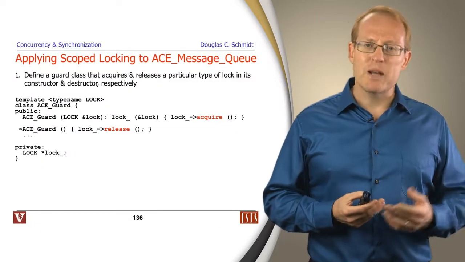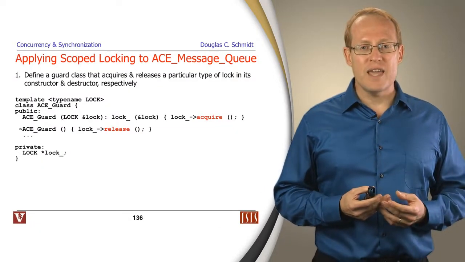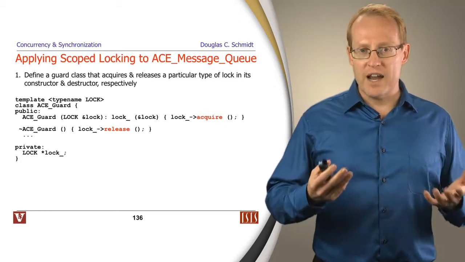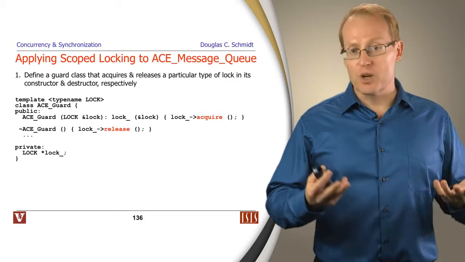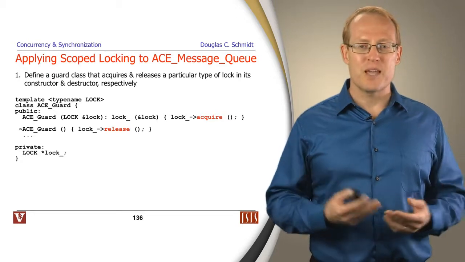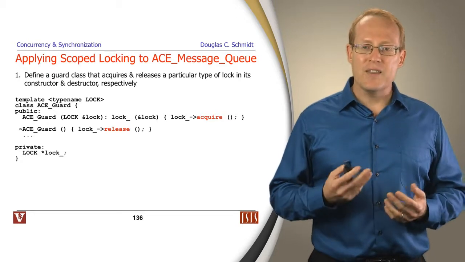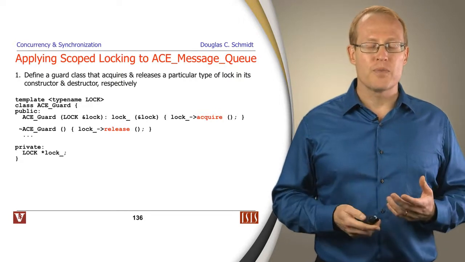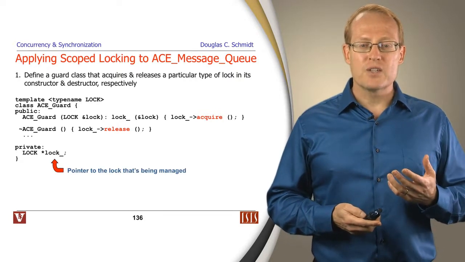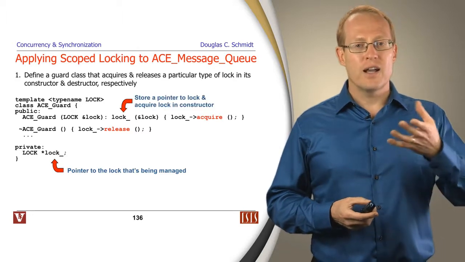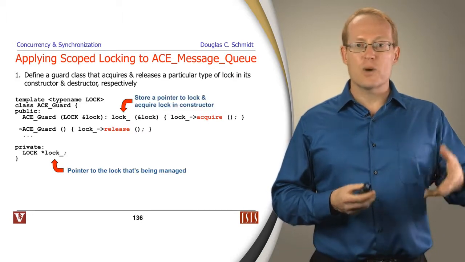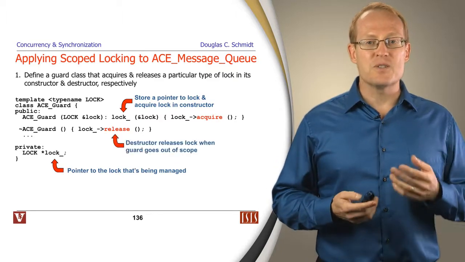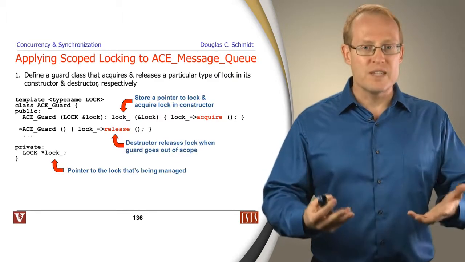So let's talk about how we might apply scoped locking to the ACE message queue implementation. What we're going to do is define a guard class. This particular one happens to be part of ACE, but you could do the same thing if you didn't use ACE. This guard class, which is a template class, follows a very simple protocol. Its constructor is going to acquire a lock that corresponds to the parameter that was passed into the template, and its destructor is going to release that lock.